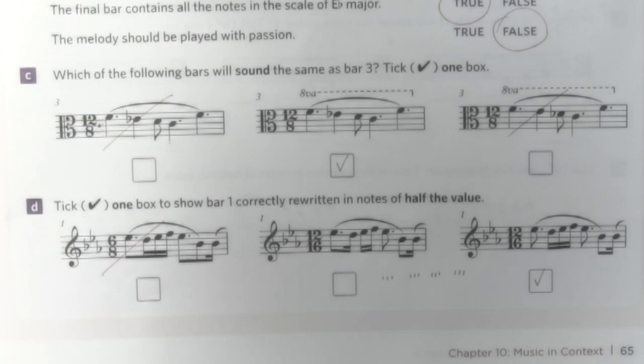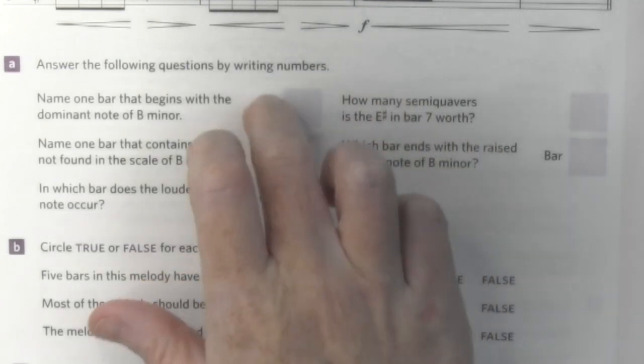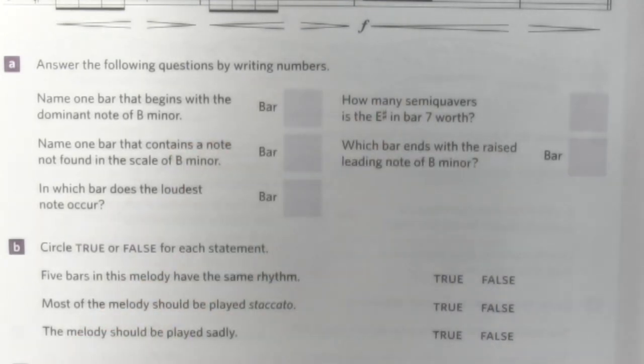Okay, all done. Let's turn the page together. Exercise 3. Let's answer the questions. Which bar starts with the dominant of B minor? Now let's calculate the name of the note first. Si, do, re, mi, fa. Okay, the note is F.